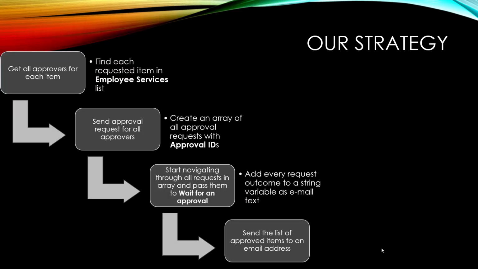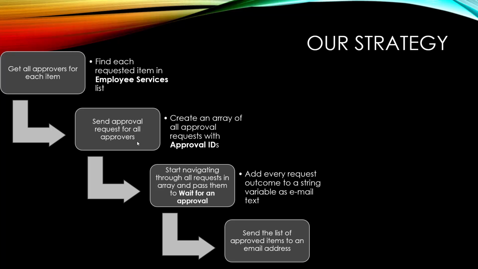Let's see the strategy that we want to go through and solve this problem. First, when the item comes, I need to get all the approvers for each item. So we find each requested item in the employee services list. After that, we send approval requests to all the approvers. While we are doing this, we have to create an array of all the approval requests with the approval ID. Because remember, when we send the request out in a loop, we really don't know where the values are or what approval IDs have been created.